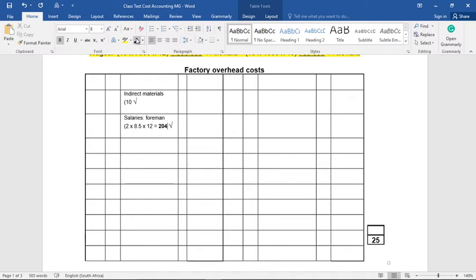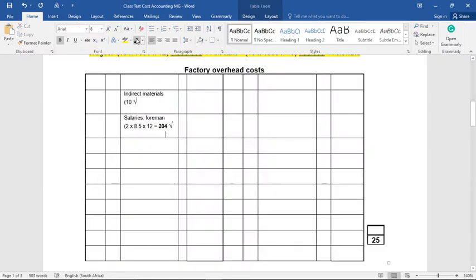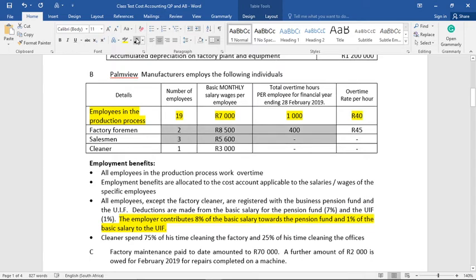However, there's more to the puzzle. We are also told what? That the factory foreman did 400 overtime hours each at 45 Rand per hour. So there's a further calculation to this block. 400 times 2 times 45 is another 36,000. So the total gross wages, or salaries, for the foreman would be 240,000, being the 204,000 and the 36,000. Great. So we've dealt with this line over here with the foreman.